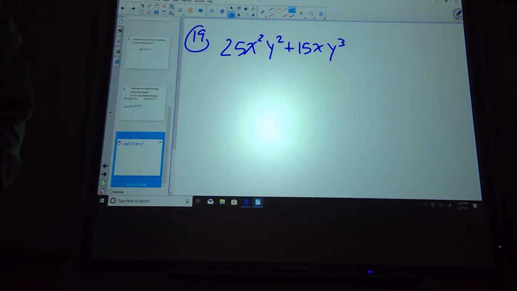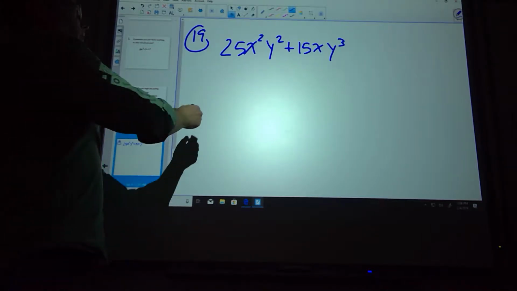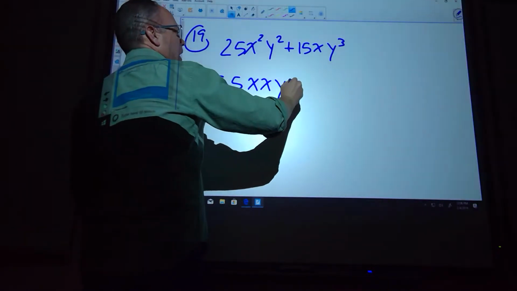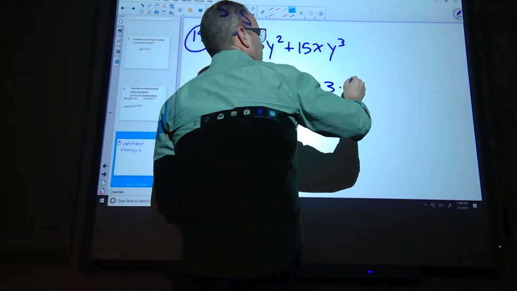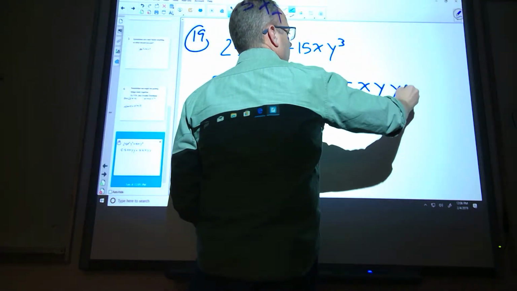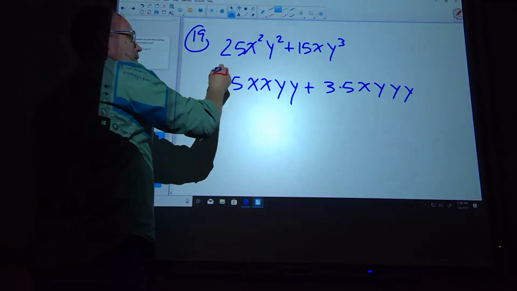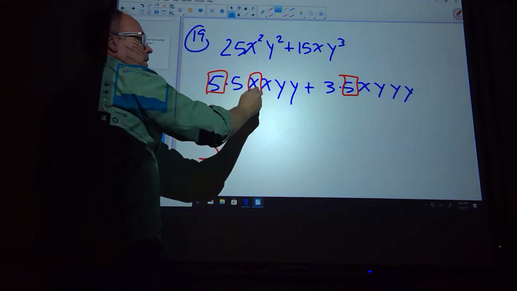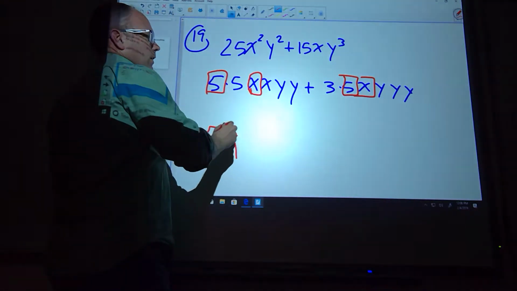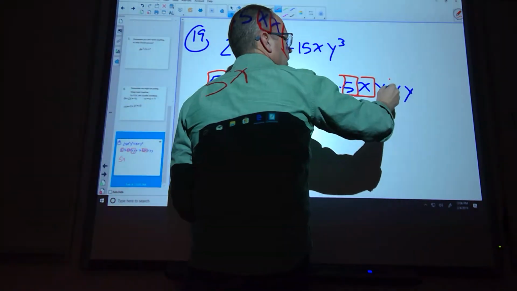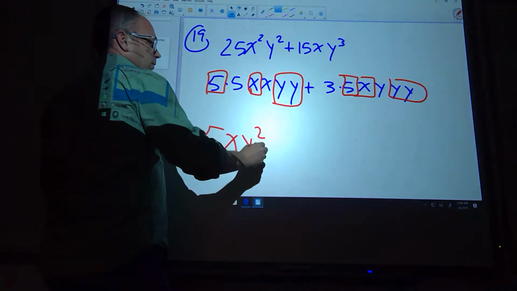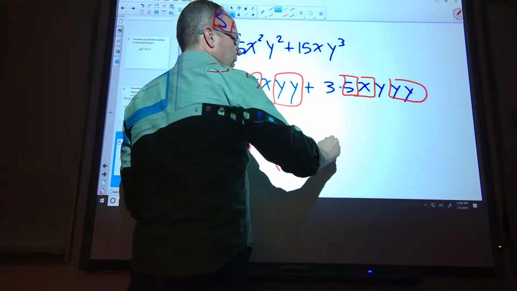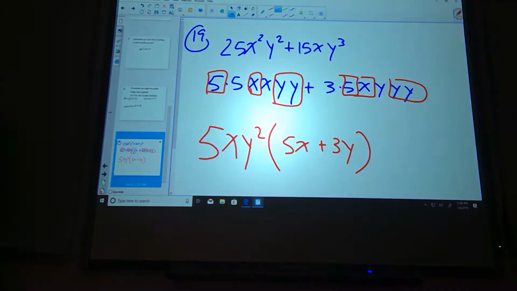So there's not 3 terms to it, right? It just has 2. So we need to kind of look at this, and you can do this any number of ways. You could realize 25 is 5 times 5, x, x, y, y. And 15 is 3 times 5, x, and then 3 y's. And then when we look at it, it's like, okay, I have a 5 and a 5. So 5 comes out. I have an x and an x. So an x comes out. I have 2 y's and 2 y's. So a y squared comes out. And then I'm left with here 5 and an x. And here I'm left with a 3 and a y. And that's all you had to do.